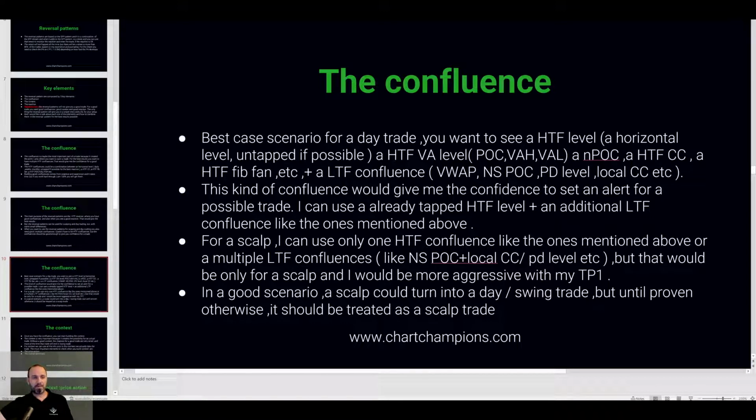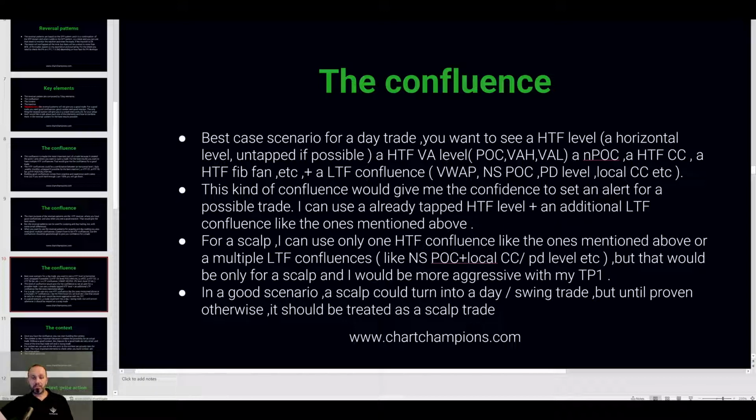Also, as I mentioned above, you can use multiple low time frame confluences. What that means, that could be VWAP and a local CC. That could be good enough for a trade. Again, everything here depends on the reaction. So we don't preset, we set an alert. Once the alert is triggered, check the reaction, see if you can actually use the reversal pattern if the reaction is okay, and then you can actually take the trade, right?